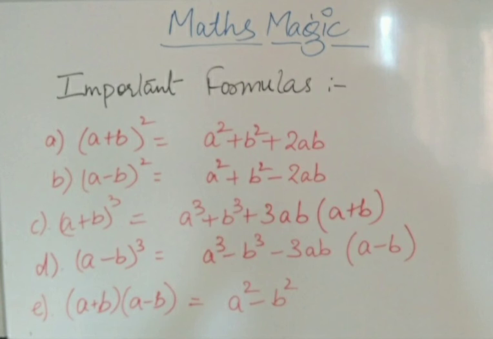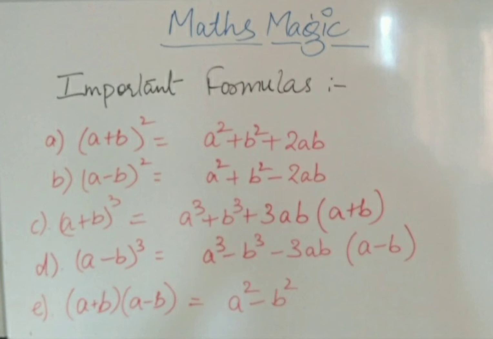First one is a plus b whole square. That means in power we have 2. It opens up into a square plus b square plus 2ab. Whereas if we open a minus b whole square, then we have one minus sign. The only difference between the two formulas is a square plus b square minus 2ab. Then when we open a plus b whole cube, that means if 3 is in power, it opens into a cube plus b cube plus 3ab into a plus b.